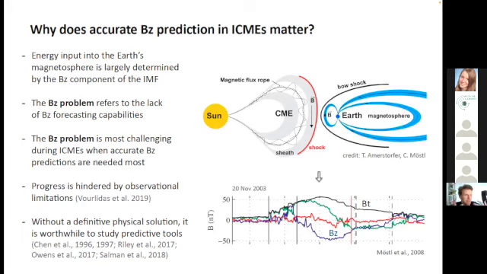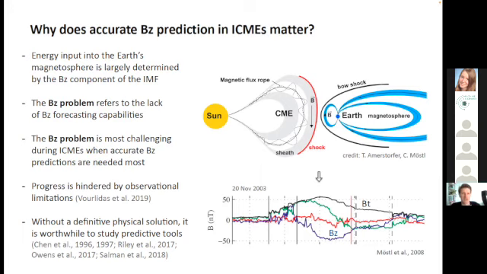And without a definitive physical solution, one promising approach is to develop new predictive tools. These tools already exist, and they are usually based on empirical relationships, statistical extrapolation, pattern recognition, and more. However, thus far, the community has paid little attention to using upstream in situ information to predict the Bz component in the magnetic obstacle of an ICME. And here we present probably the first tool that tries to do exactly that.